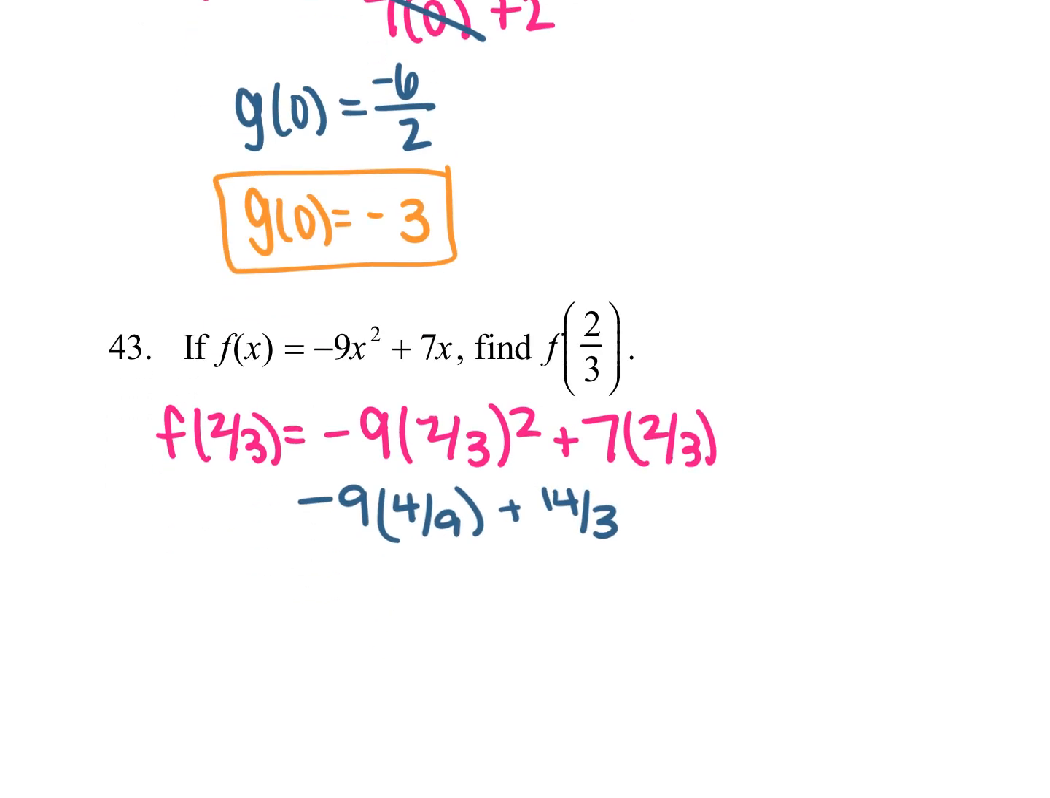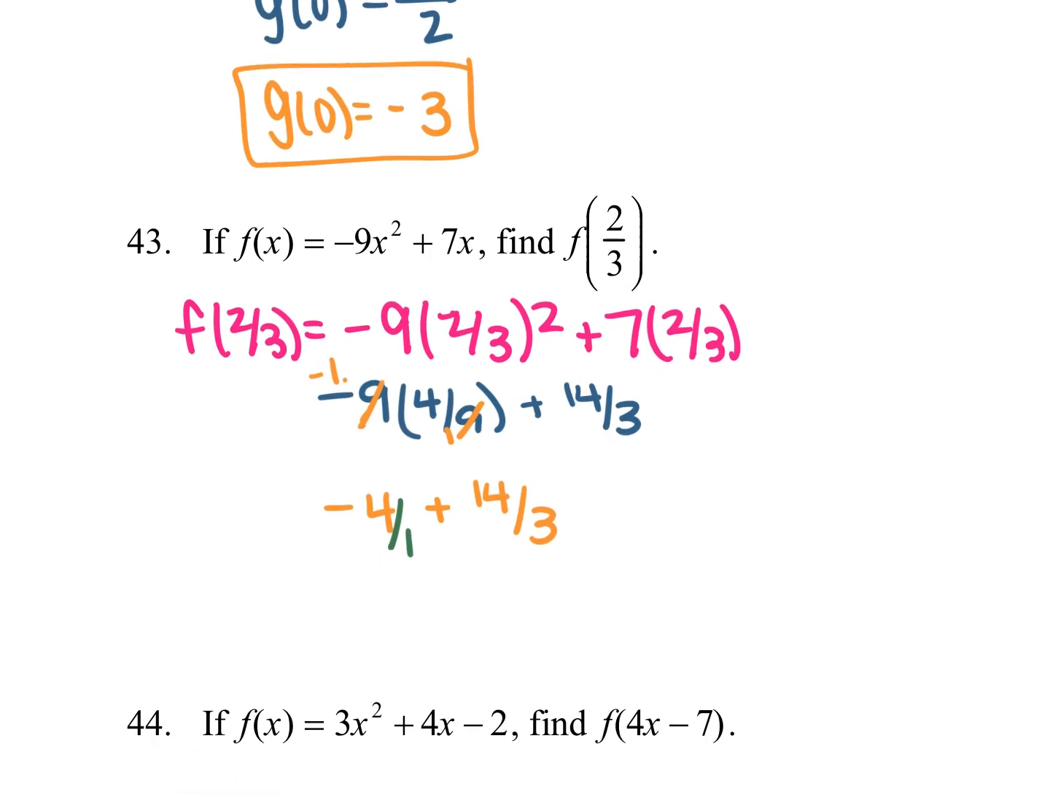Next, you are going to have the 9s that cancel. They become 1 and negative 1. So this is going to give us negative 4 plus 14 over 3. The 4 to turn into something over 3 is going to become negative 12 over 3 plus 14 over 3, which is just 2/3. So let's write this correctly. F of 2/3 is equal to 2/3.